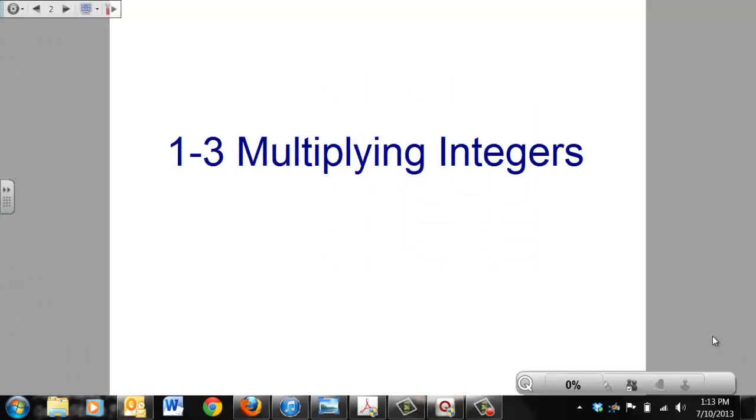Chapter 1, Section 3, Multiplying Integers. We're also going to do Lesson 4 today as well.